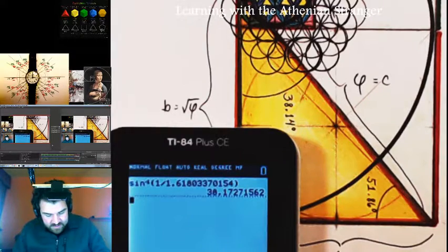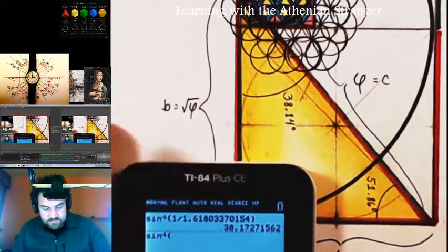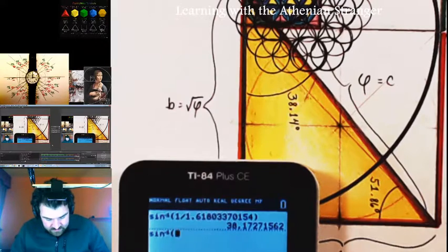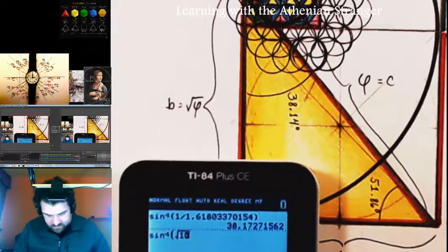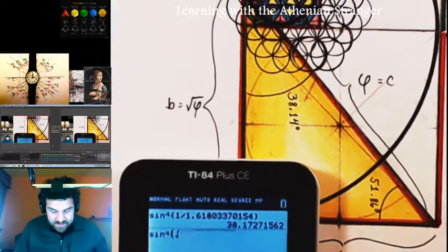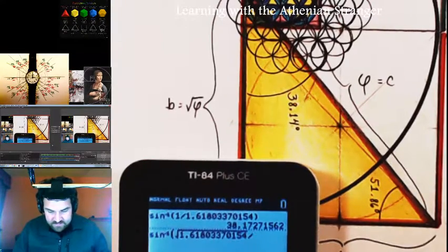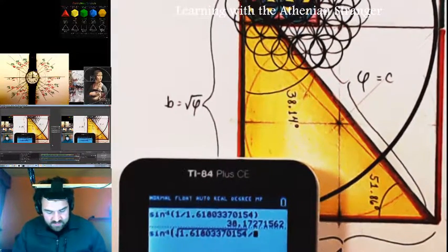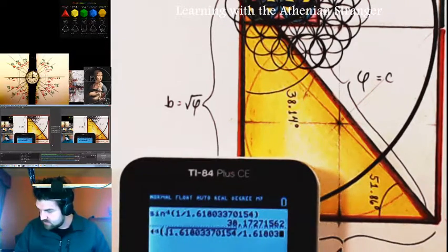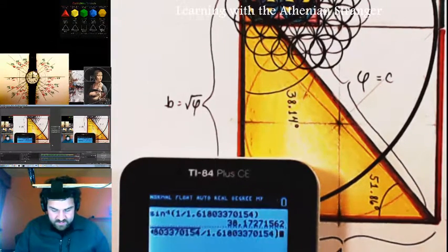And what we're going to do is arc sine of the square root of phi. So I'm going to create the square root symbol, and then I'm going to put phi, which is 1.61803370154. Now I'm going to get out of that square root and divide that by phi, which is 1.61803370154. Close paren.